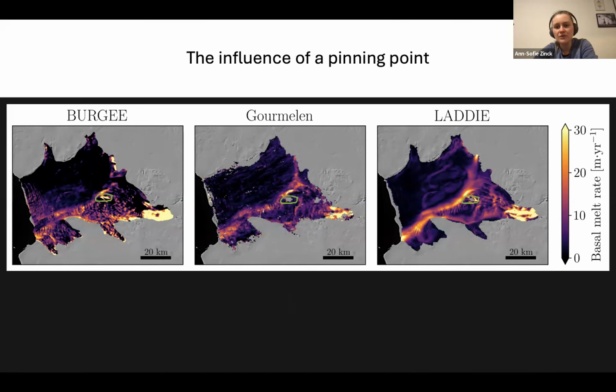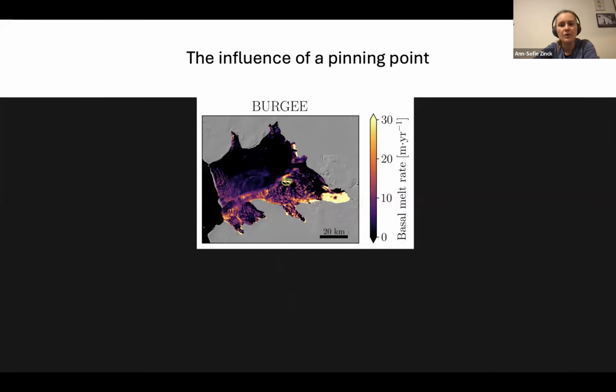Another thing that I want to focus on is this pinning point on the ice shelf. If we now only look at BERGI and the pinning point again, then if we follow this arrow and follow the main channel in the direction of the arrow, we see that this channel starts to form a wavy pattern after the pinning point. And we want to see how that can be.